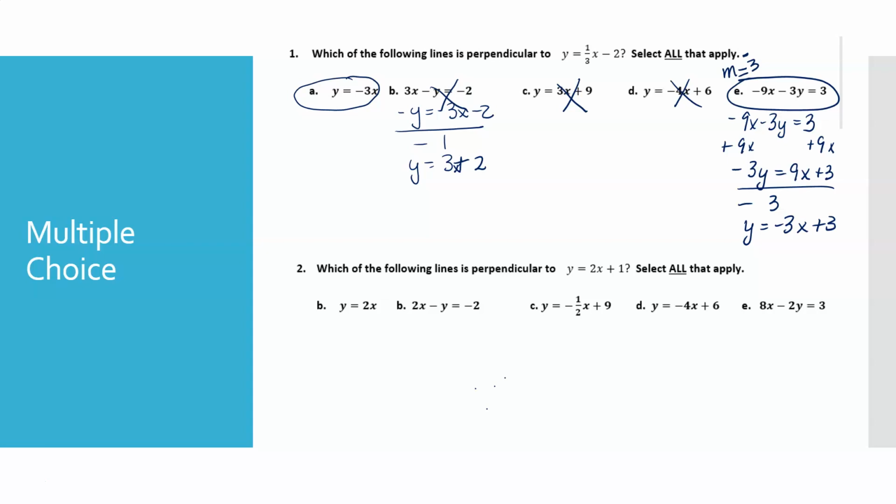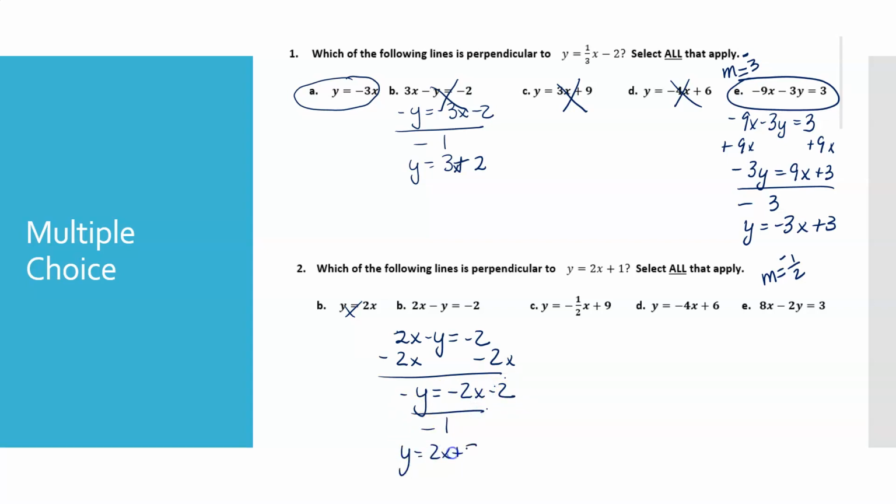All right, which of the following lines are perpendicular to y equals 2x plus 1? We'd have to have the negative reciprocal, so we're looking for a slope of negative 1/2. So this one doesn't work. Let's rearrange this one. If I subtract 2x from both sides, I have negative y equals negative 2x minus 2. Divide by negative 1. So this one doesn't work. Here's your negative 2, or negative 1/2.